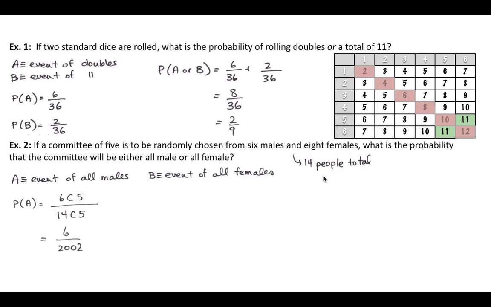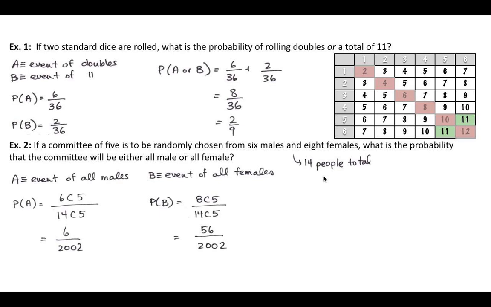And we come up with a probability of 6 out of 2002. That's a small probability. All right, so the probability of all females, we've got 8 choose 5, and then we'd also be multiplying by 6 choose 0. But again, 6 choose 0 is 1 because we're not taking any males. Divide by 14 choose 5 is again 56 over 2002. Higher probability because there are more females to choose from out of those 14.